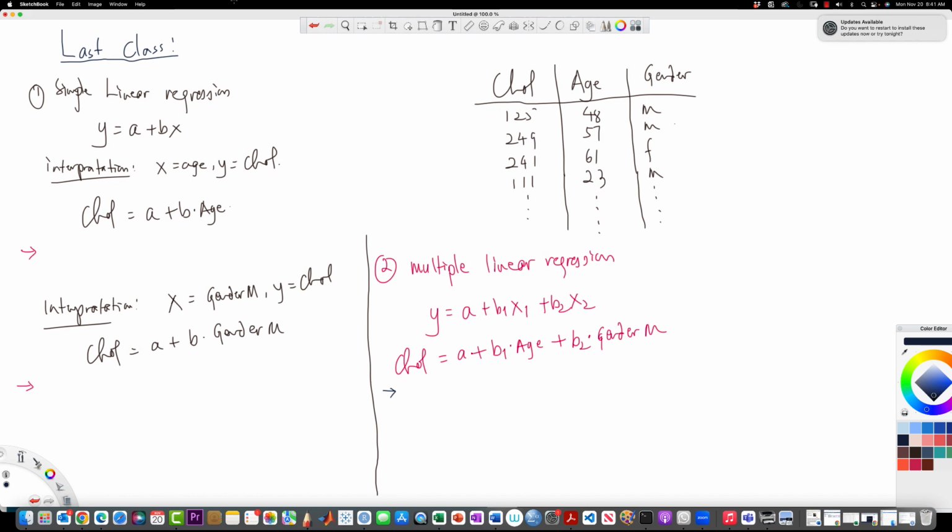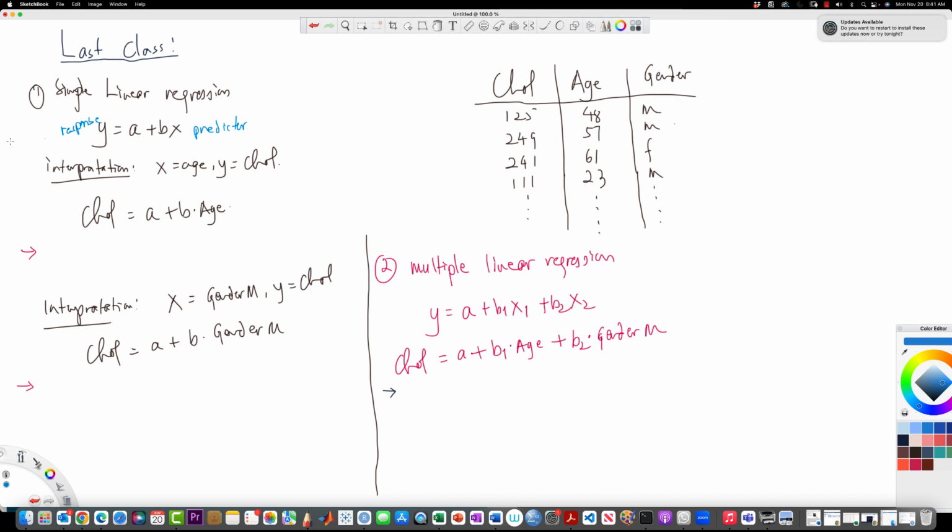Hello. In the last class, we talked about simple linear regression, in the form of y equals a plus bx. Here y is the response variable, and x is the independent variable, which we call the predictor in linear regression or regression analysis. So y equals a plus bx.